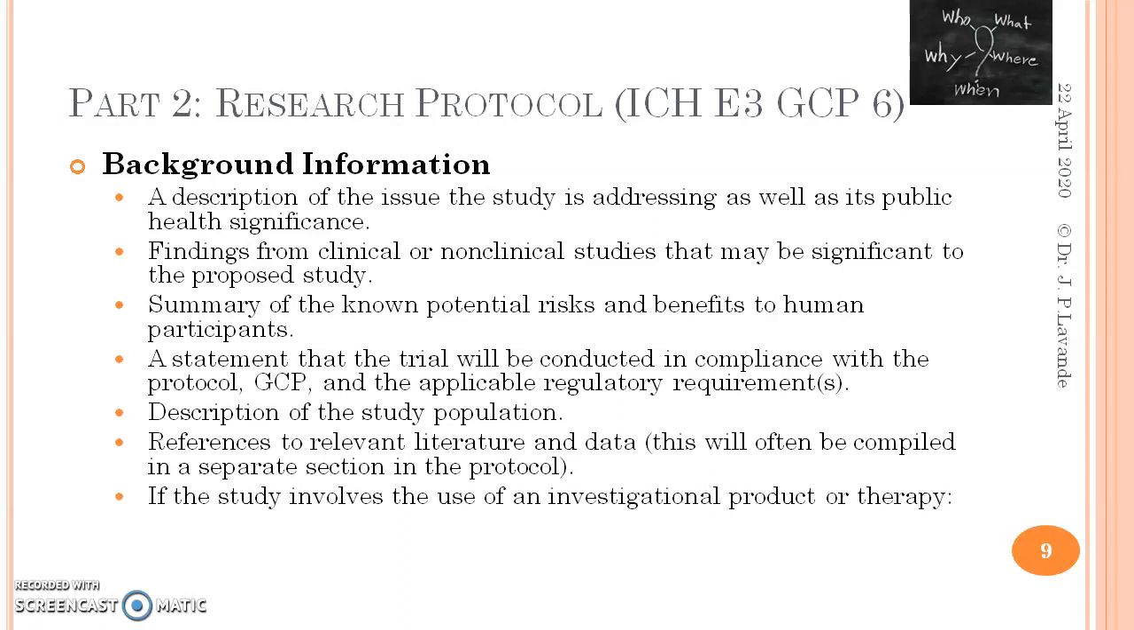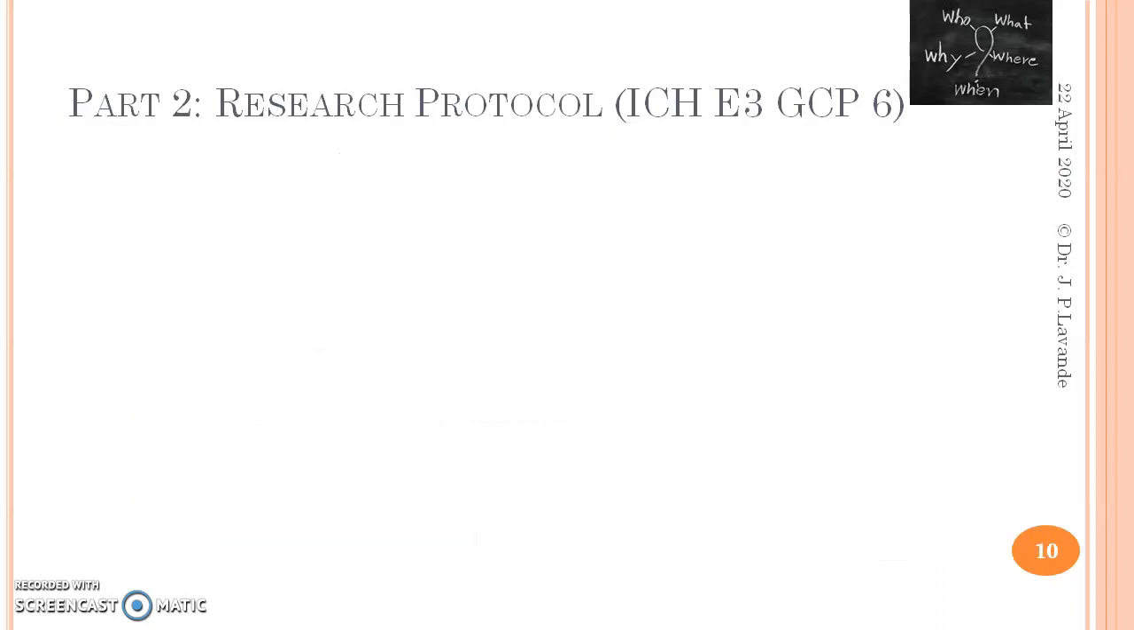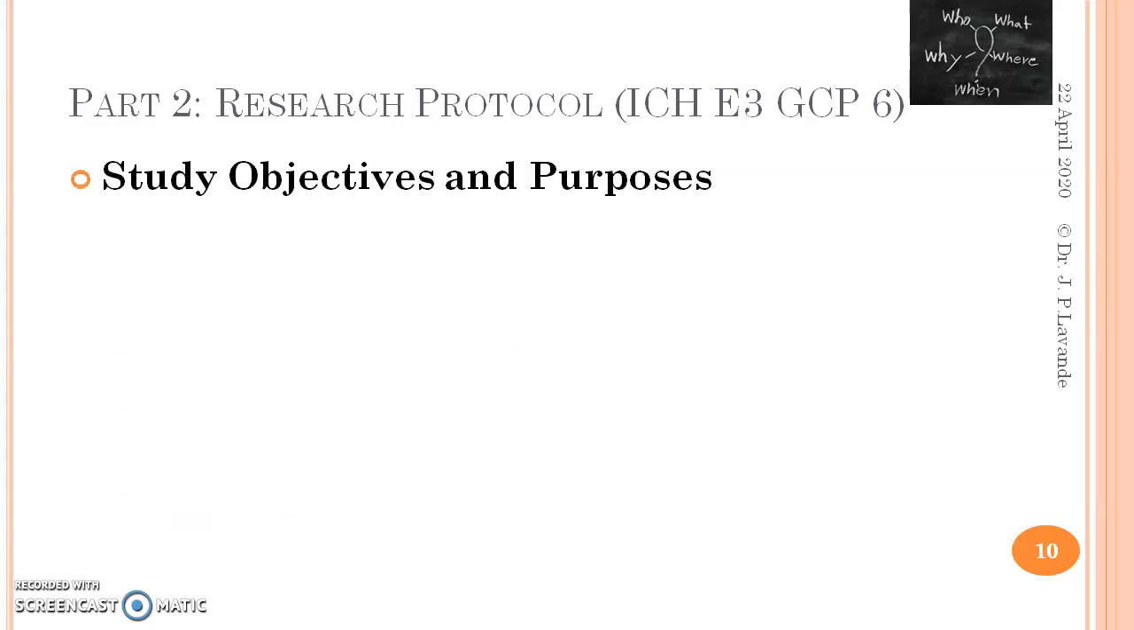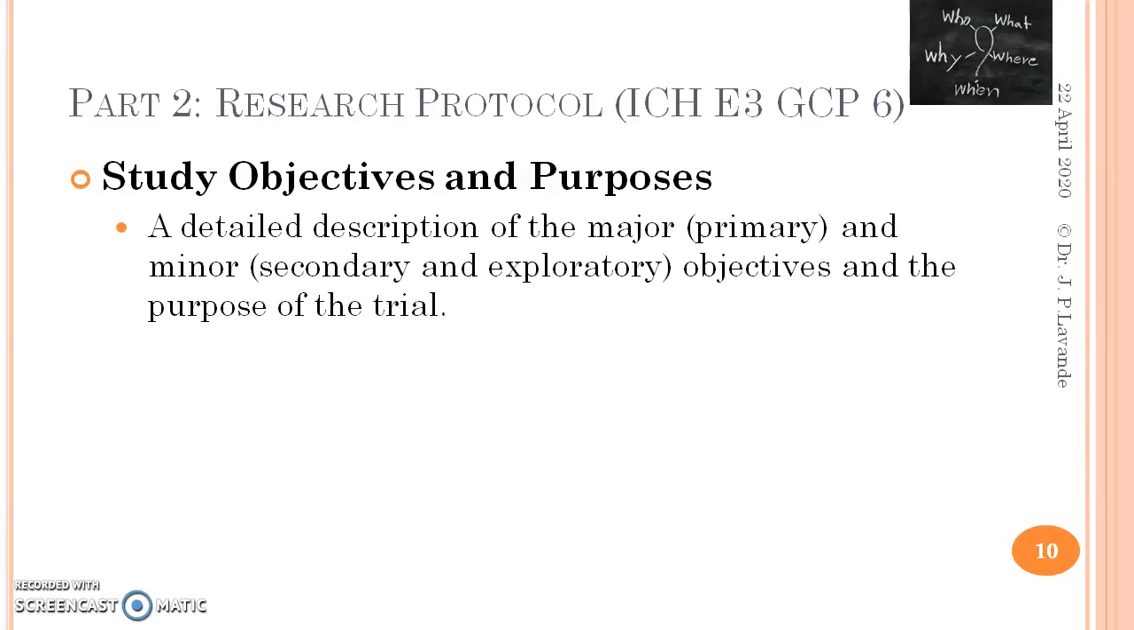If the study involves the use of an investigational product or therapy, the name and description of the investigational product or therapy should be there. Description of and justification for the route of administration, dosage, dosage regimen, and treatment period should be there. The study objectives and purposes of the clinical research protocol consist of a detailed description of the major primary and minor secondary and exploratory objectives and the purpose of the trial.